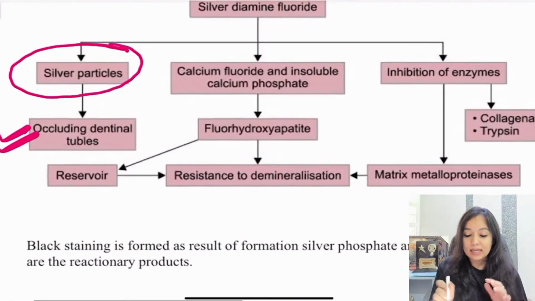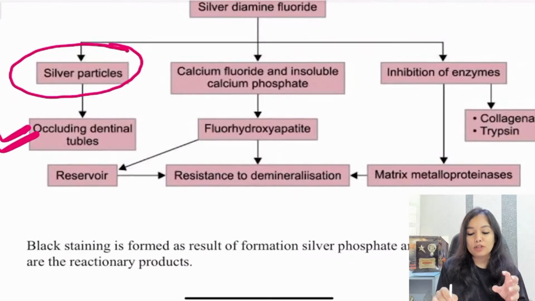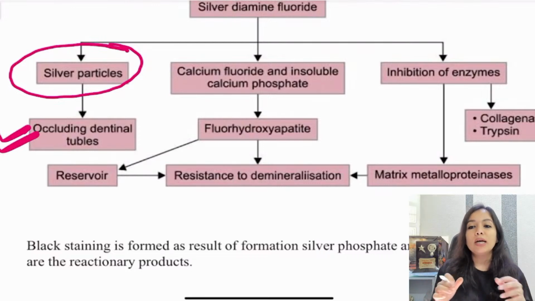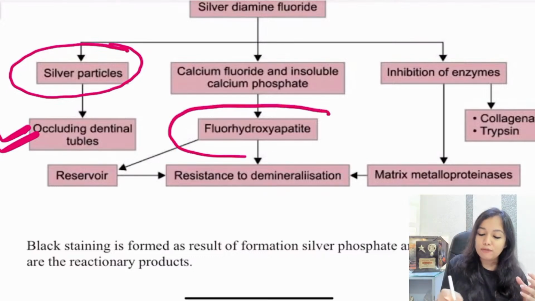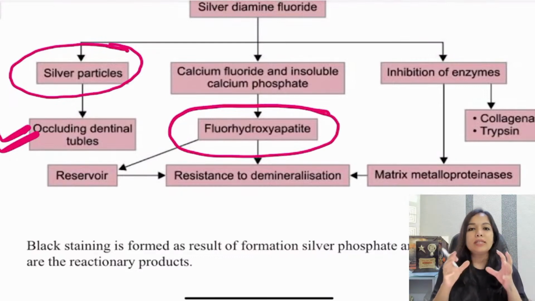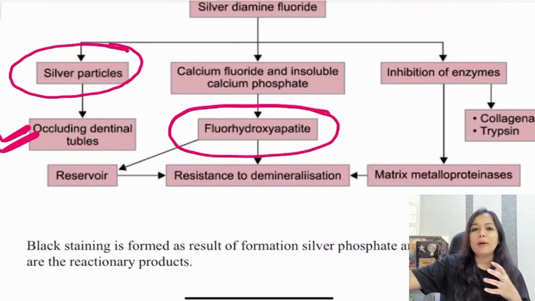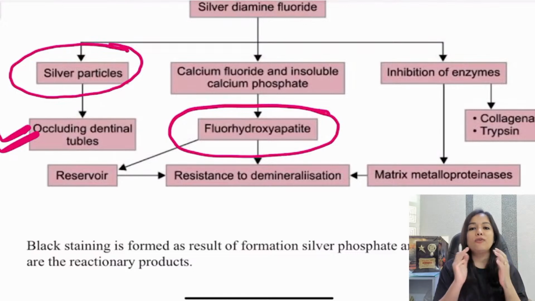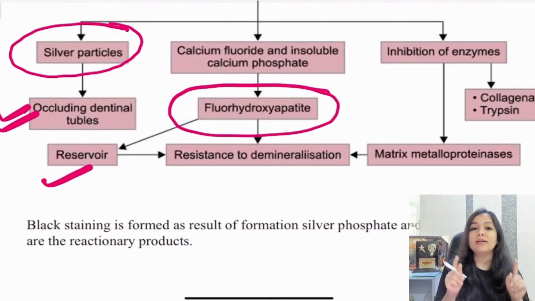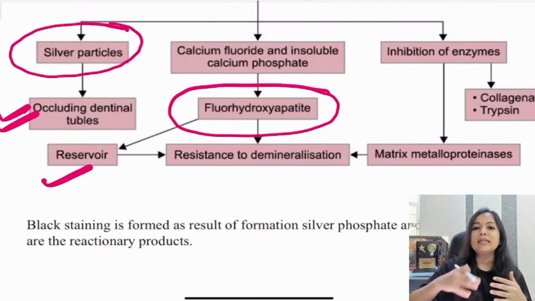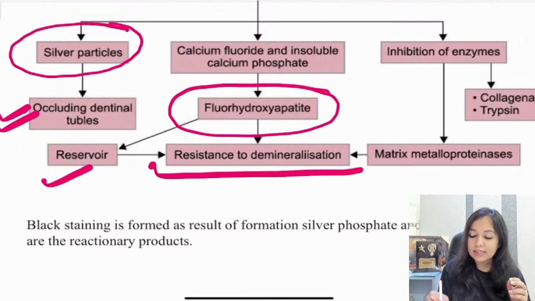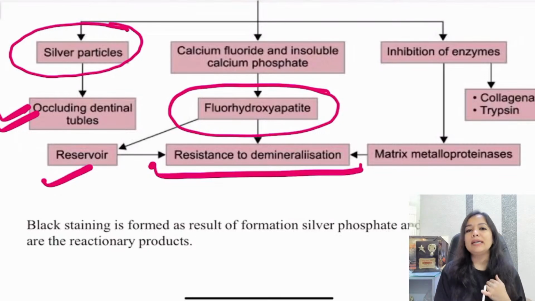The second thing it does is that calcium fluoride and insoluble calcium phosphate are released. When they are released, they combine with the hydroxyapatite crystals and form something called fluorapatite. That means a hydroxyapatite crystal has just given off the hydroxyl group and accepted a fluoride group, making a crystal called a fluorapatite crystal. This fluorapatite crystal will act as a reservoir, meaning it will give a sustained release of fluoride, which is an anti-carious agent. And second, it will cause resistance to demineralization, of course, because it is acting as a reservoir of fluoride.